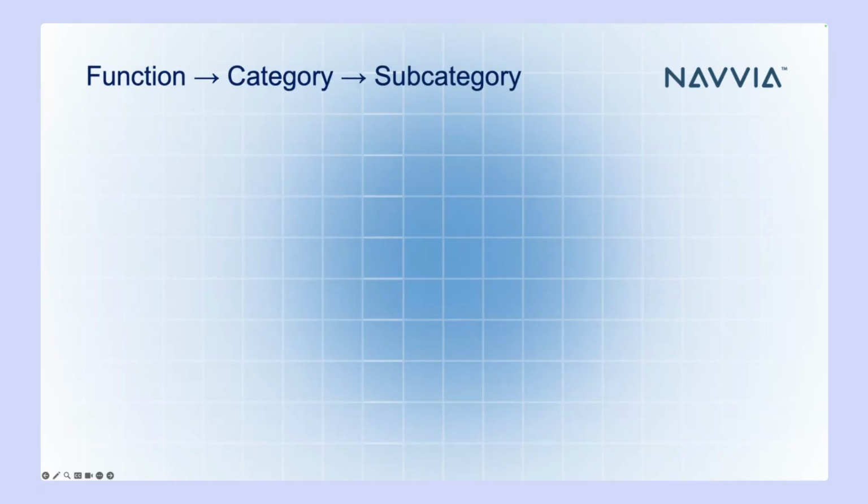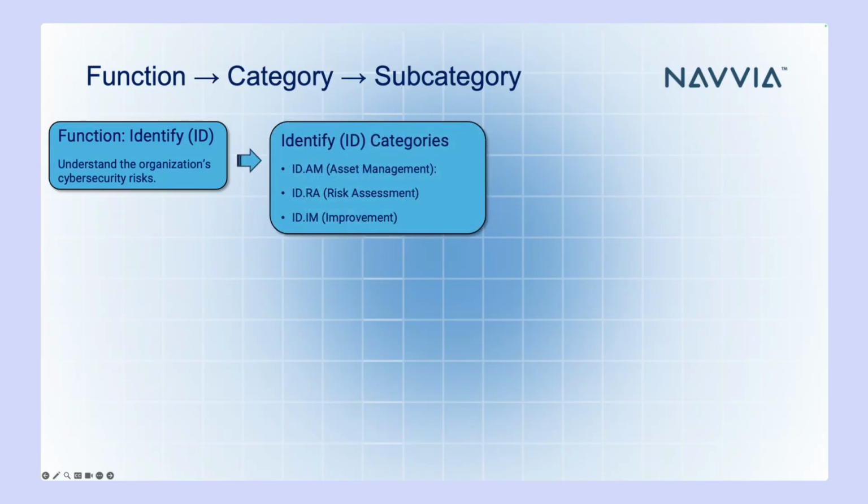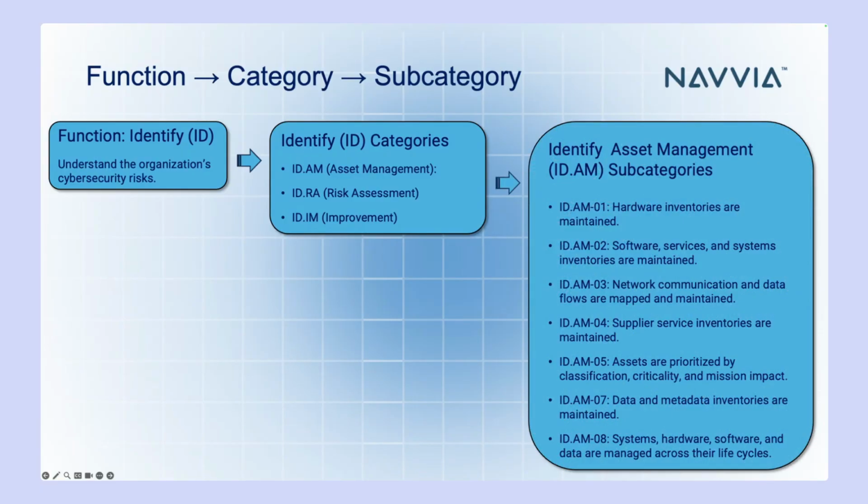So looking at function, category, and subcategory, I'll just break down one aspect of that just to show you how it's structured in the NIST framework. So there is a naming convention within NIST. It starts with the function identifier. So identify has ID, respond has RS, govern has GV. So every function has an identifier. Then that's broken down into the categories. So in identify, you have 3 categories: asset management, risk assessment, and improvement. And then each of the categories can break down into the subcategories.